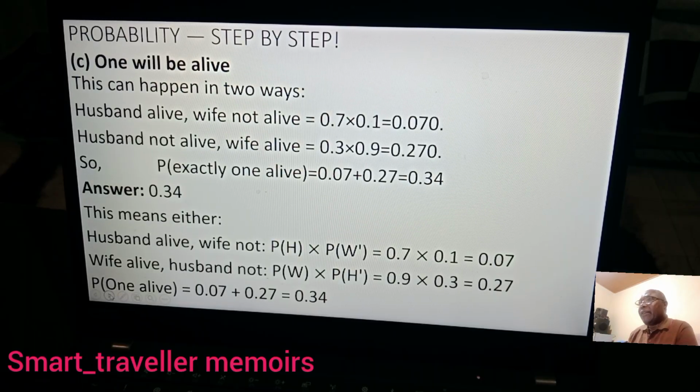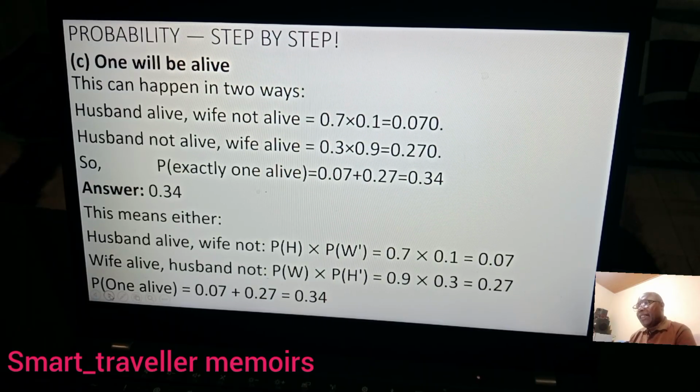Probability one will be alive. This can happen in two ways. That is, husband alive and wife not alive, which will give you 0.7 times 0.1, which is 0.07. Or husband not alive, wife alive, which is going to be 0.3 times 0.9, which is 0.27. So, P exactly one alive will be equal to the sum, 0.07 plus 0.27, which is equal to 0.34. So the answer is 0.34.